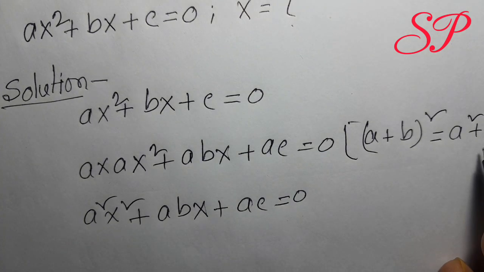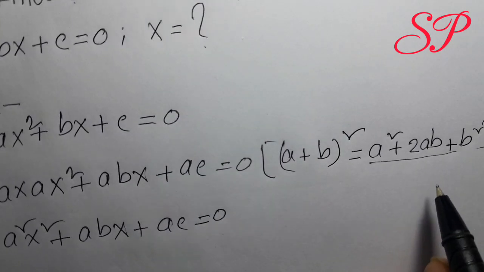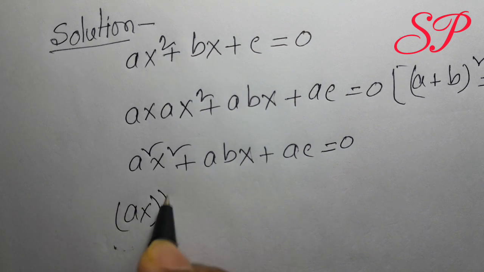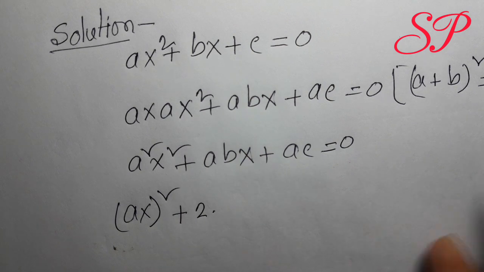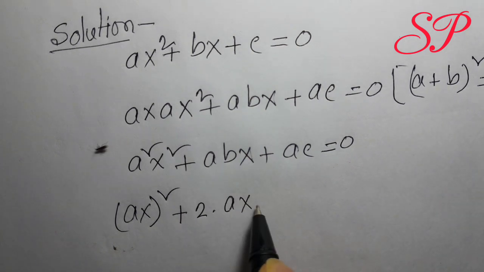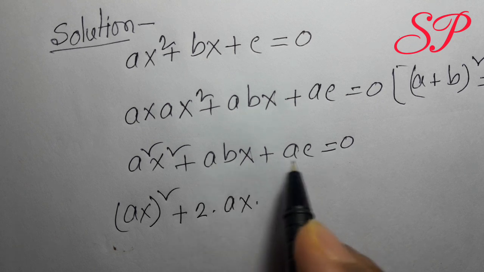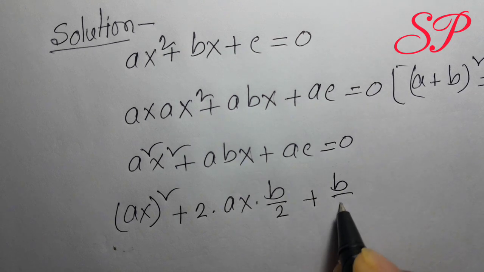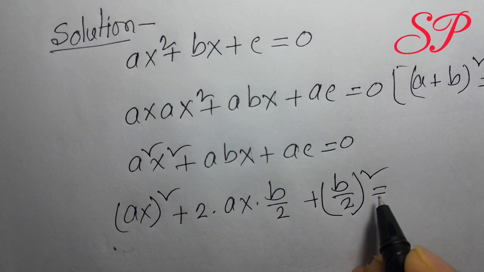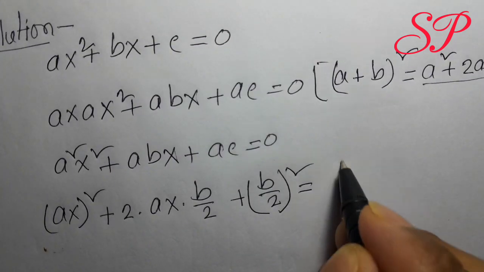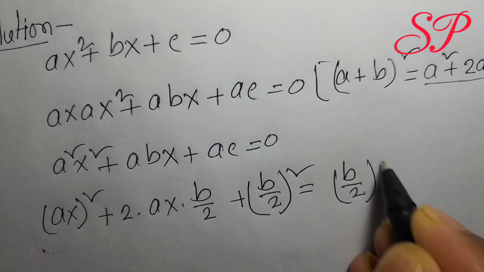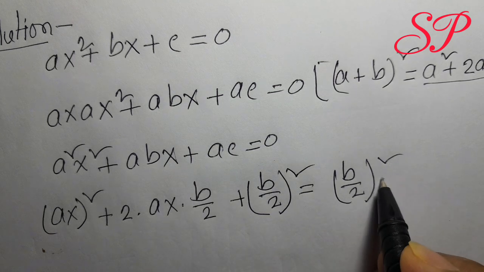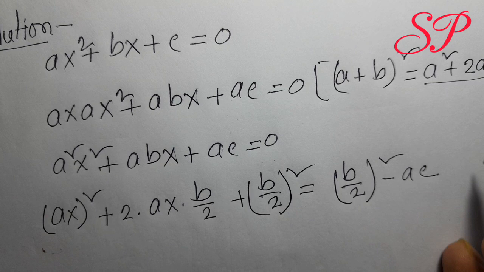We write here the right side of this formula, so we can write ax all square plus, from the formula, 2 into ax into b by 2, plus b by 2 all square is equal to b by 2 all square, and ac transfers from the left side to the right side, so we can write minus ac.